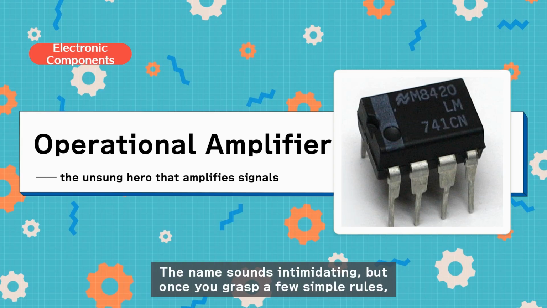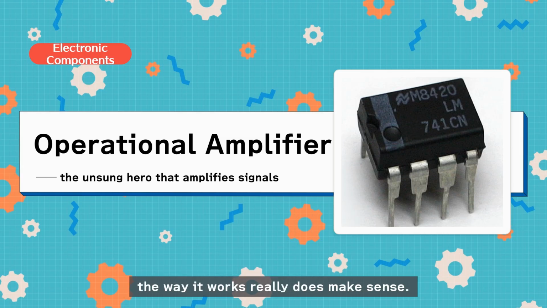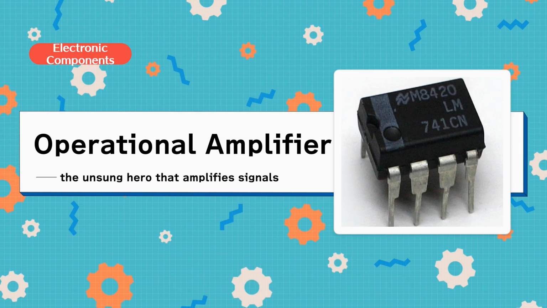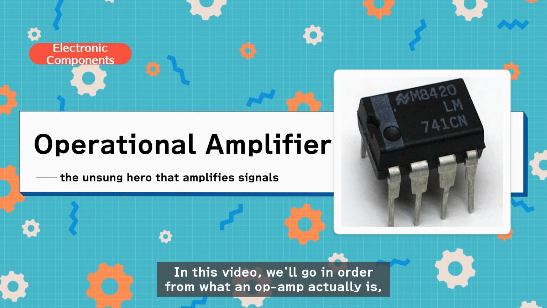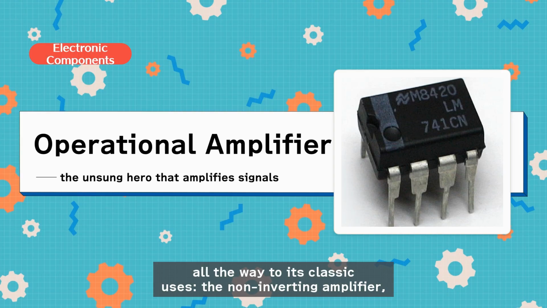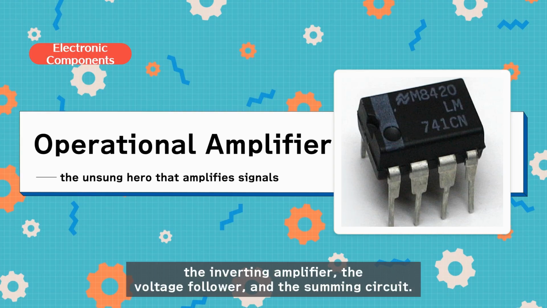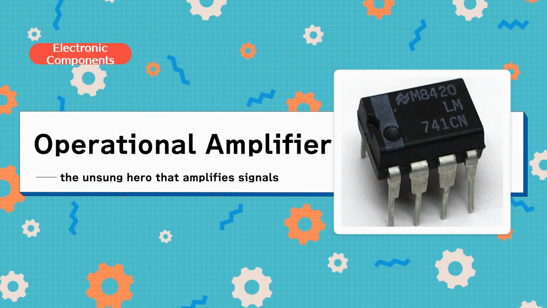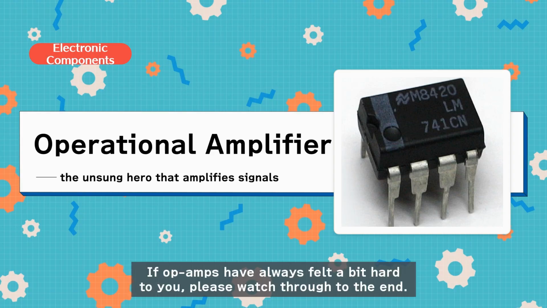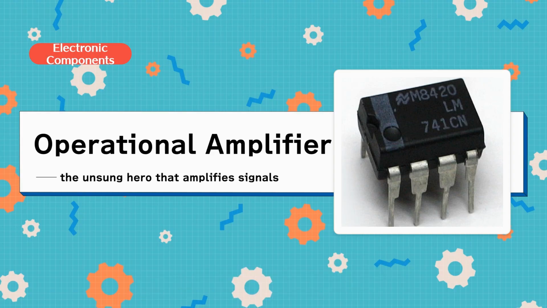The name sounds intimidating, but once you grasp a few simple rules, the way it works really does make sense. In this video, we'll go in order from what an op-amp actually is, all the way to its classic uses, the non-inverting amplifier, the inverting amplifier, the voltage follower, and the summing circuit. If op-amps have always felt a bit hard to you, please watch through to the end.